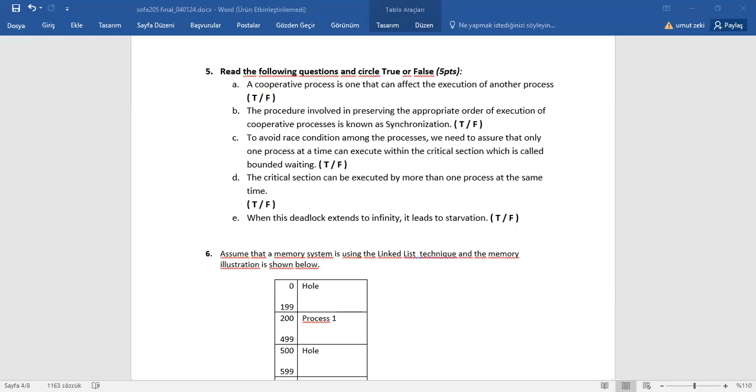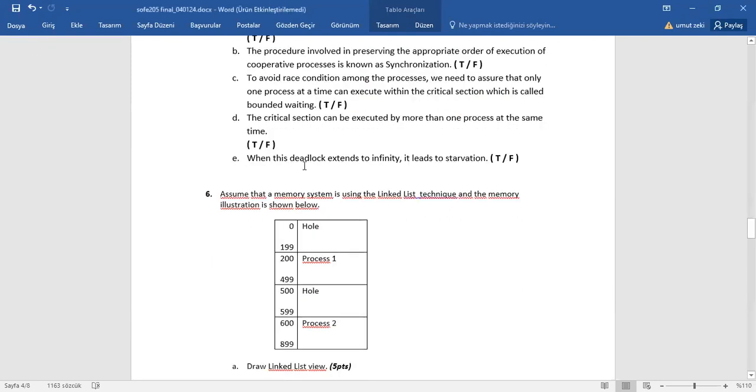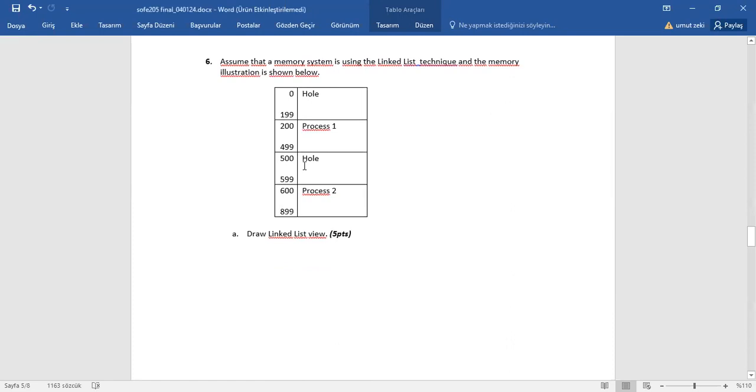This next question is again related to memory management. It is very, very easy. Look, this is the memory illustration. I mean, this means how much memory it is taking. For example, let's say 0 to 199 megabytes or bytes, doesn't matter, okay? But this shows the memory illustration.